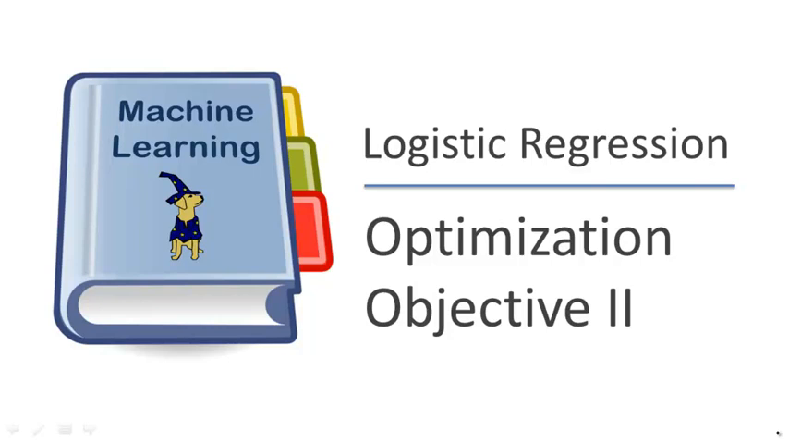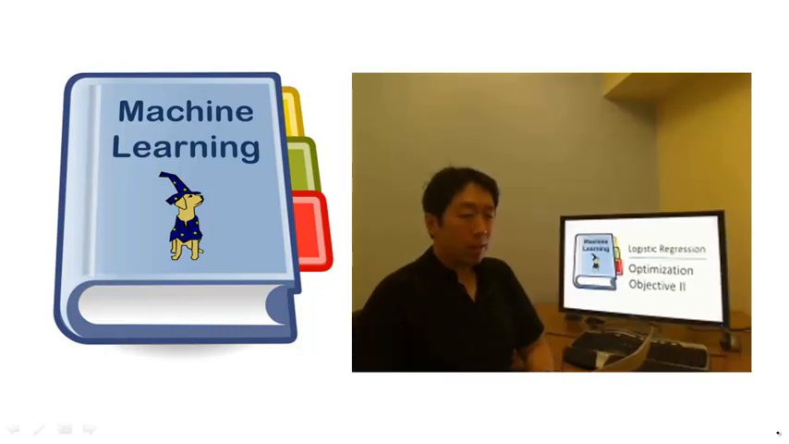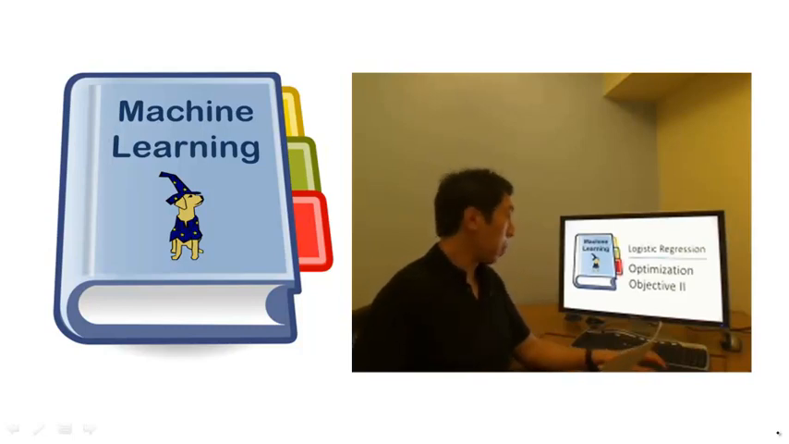In the last video, we started to work out a cost function or optimization objective for logistic regression. In this video, we'll derive a simplified version of that and develop our final optimization objective for logistic regression, and we'll also talk about some of its properties.